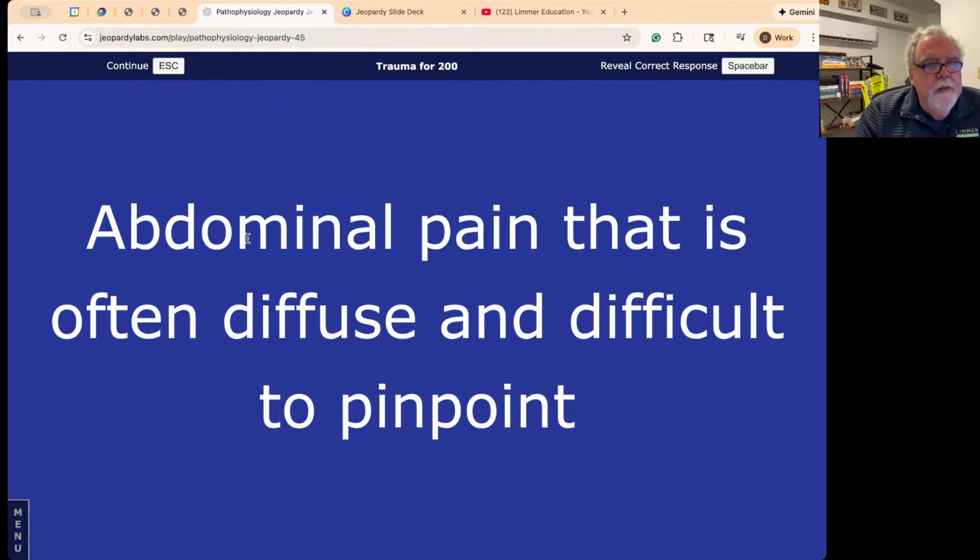Yeah, the vagus nerve. All right, here's the new one. Abdominal pain that is often diffuse and difficult to pinpoint. What type of pain is that? Abdominal pain. It's diffuse and difficult to pinpoint. That's known as what?